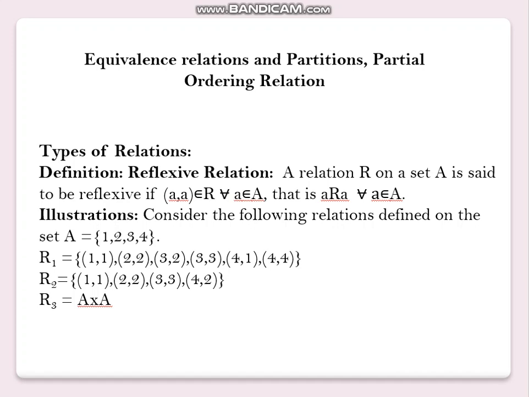In the relation R2, we have the ordered pairs (1,1), (2,2) and (3,3). Since 4 is not related to 4, the condition is not true for all the elements of the set A. Therefore, R2 is not a reflexive relation. In R3, we have considered the Cartesian product A cross A. Since A cross A contains all possible combinations or all possible ordered pairs, that will be a reflexive relation.